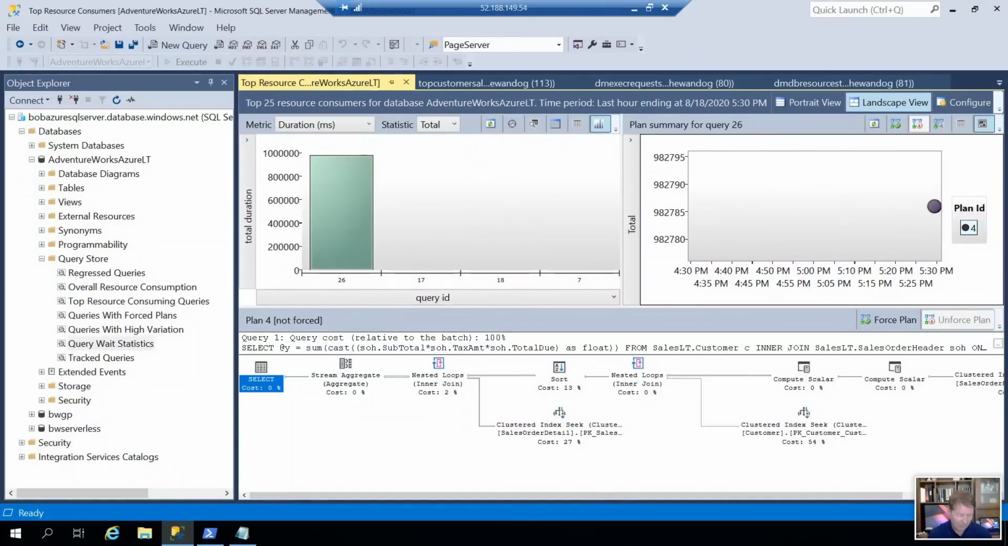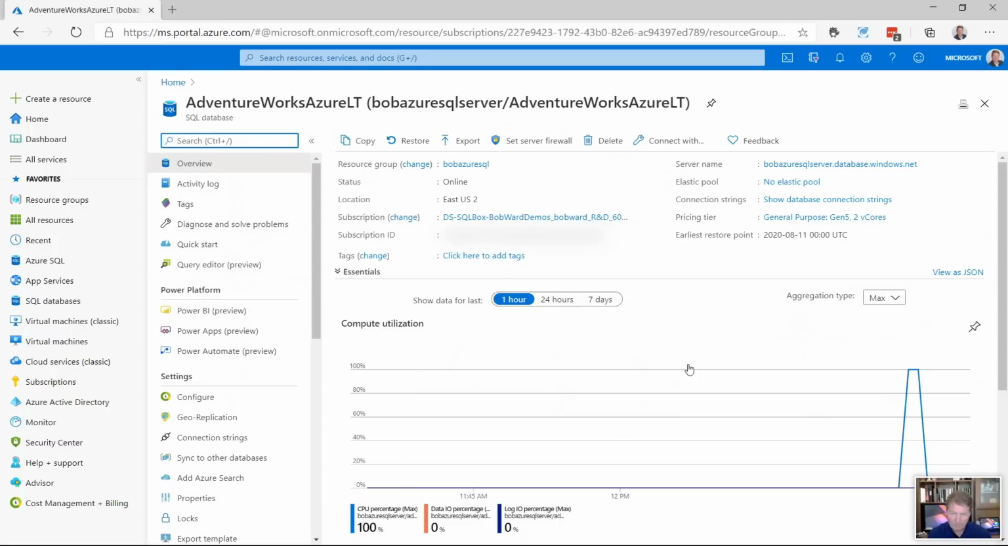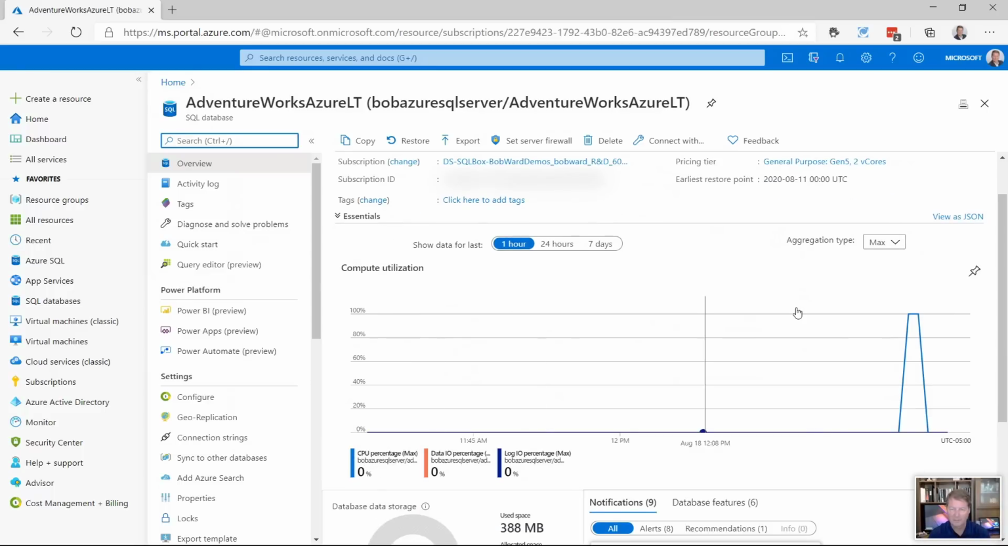Let's look at one other method of how to do monitoring. Let's go over here and look at the Azure portal. And if you look here, remember we talked about, Anna, that you can measure performance outside of SQL. And again, you might use Performance Monitor. I'm looking at the Azure portal for what's called compute utilization. And you can see right here that I'm seeing 100% CPU utilization during the period of time that I ran that particular query.